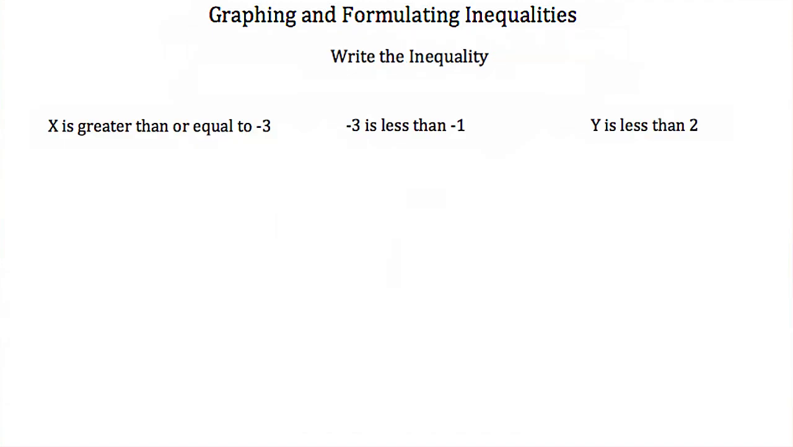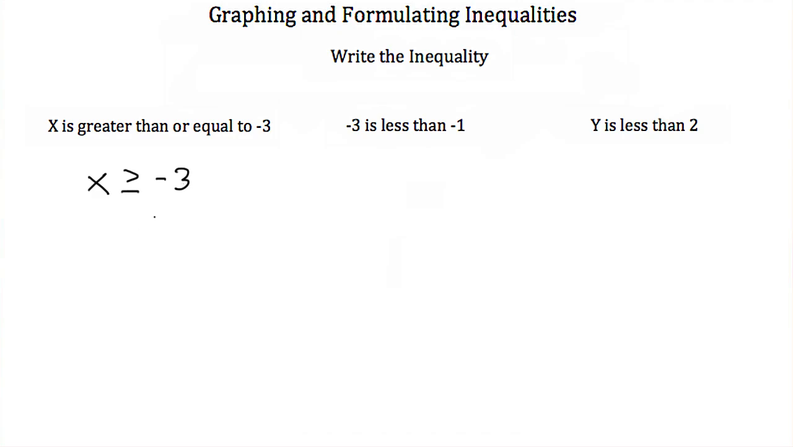Now let's talk about how we write inequalities. If we were given a word problem, or we were trying to apply this to something that happened in real life, we would have to know how to read it and then write our inequality. So if we're told that x is greater than or equal to negative 3, we would start with our x, and then we would put our greater than or equal to sign, and then the negative 3. X is greater than or equal to negative 3.